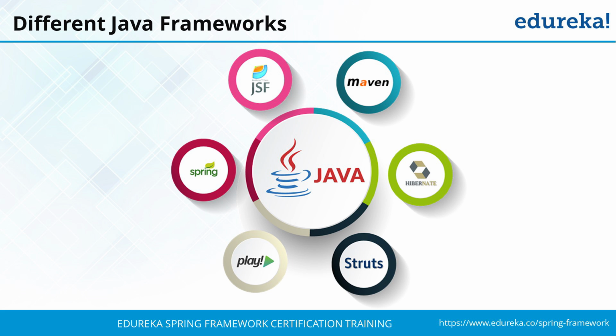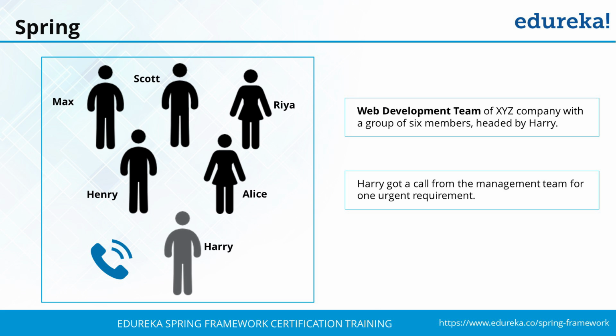So we've got various Java frameworks available now, right? There are a lot of frameworks available. A framework is nothing but a set of APIs. So you've got JSF, Maven, Hibernate, Struts, Play, Spring, etc. Guys, a lot of Java frameworks are available in the market. Specifically, we are supposed to discuss the Spring Framework, right?